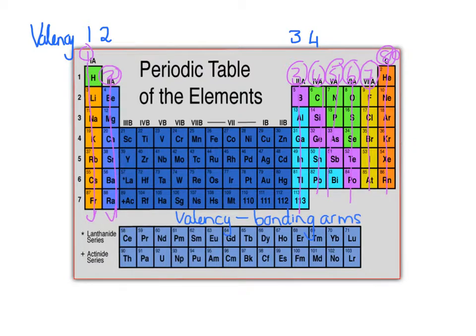Now's where the trick comes in. Group 5 has a valency of 3, because it can gain 3 electrons. Group 6, a valency of 2, because it can gain 2 electrons. Group 7, a valency of 1, because it can gain 1 electron. And group 8 or 0 has a valency of 0, because it doesn't bond at all, it doesn't participate. Let's look at that in terms of notes. I'll show you how it applies in a second.